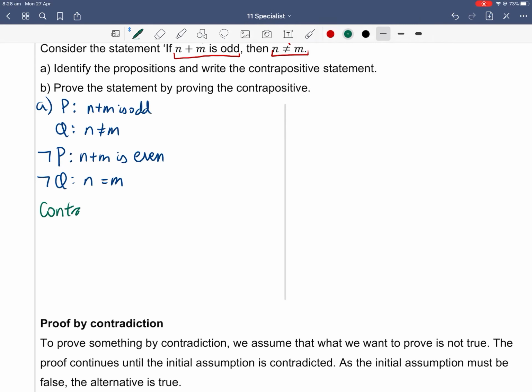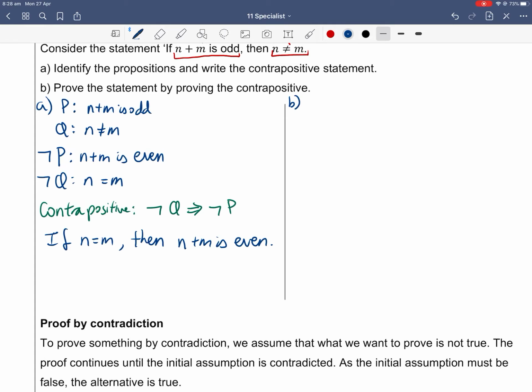We want to write down the contrapositive, so write down the definition of contrapositive. The contrapositive statement says not Q implies not P. In other words, if we translate it back to our PQ statements, our contrapositive is if not Q, which is n equals m, then not P happens. So n plus m is even. So that would be our contrapositive.